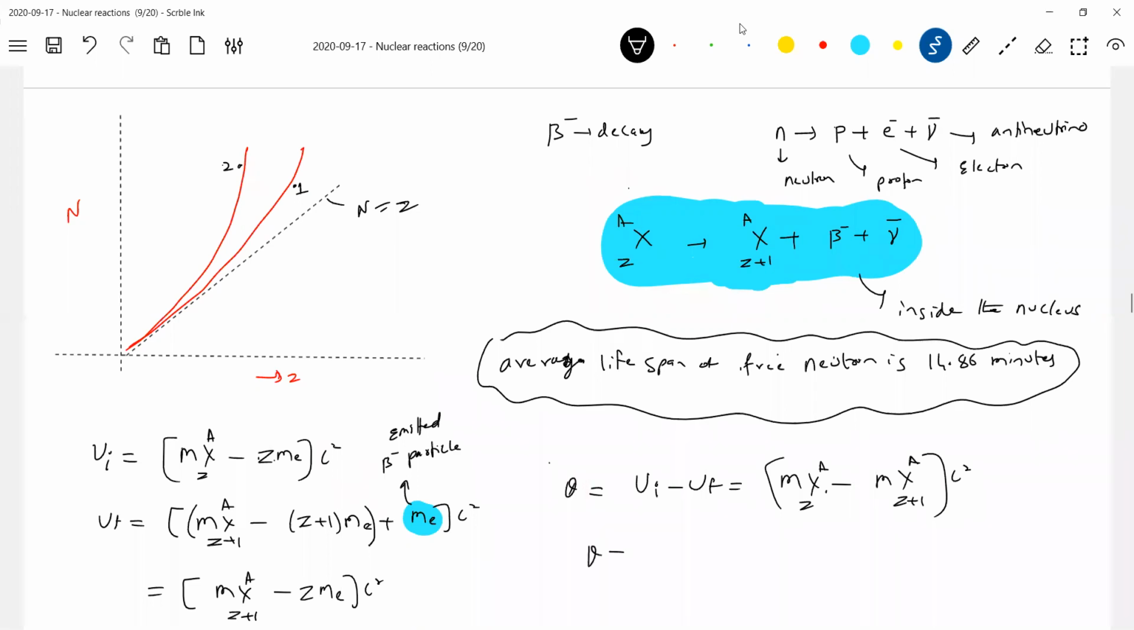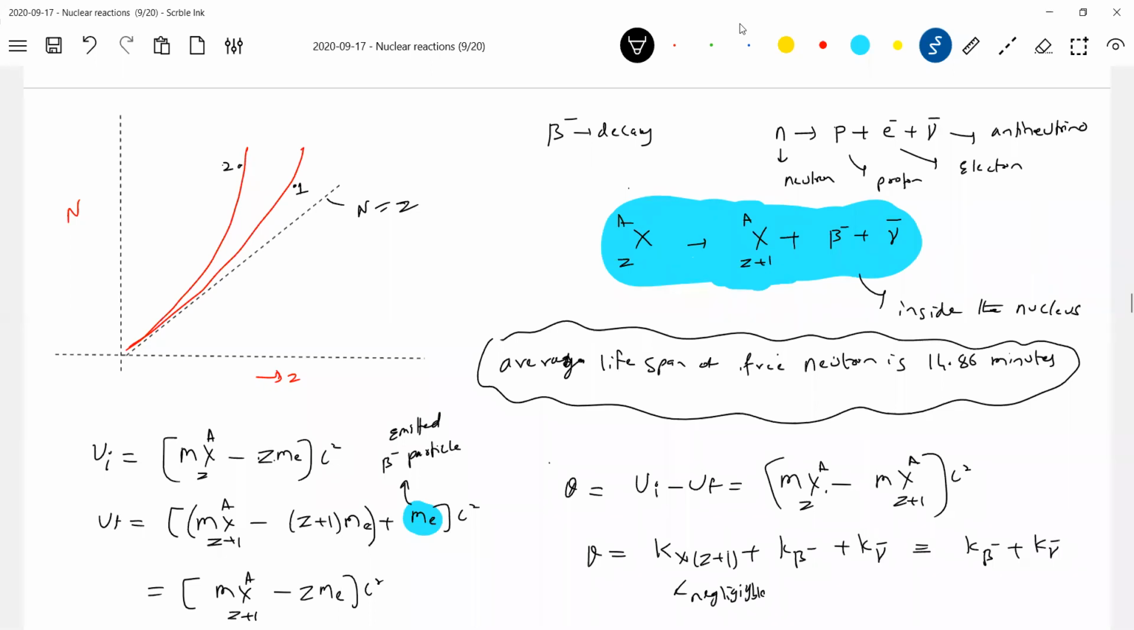Who will carry this energy? The kinetic energy of the daughter formed, plus the kinetic energy of the beta particle, plus the kinetic energy of the antineutrino. This will be negligible. You look at the mass of the beta particle and the mass of the daughter formed. So finally we can put it approximately as K beta, this one.